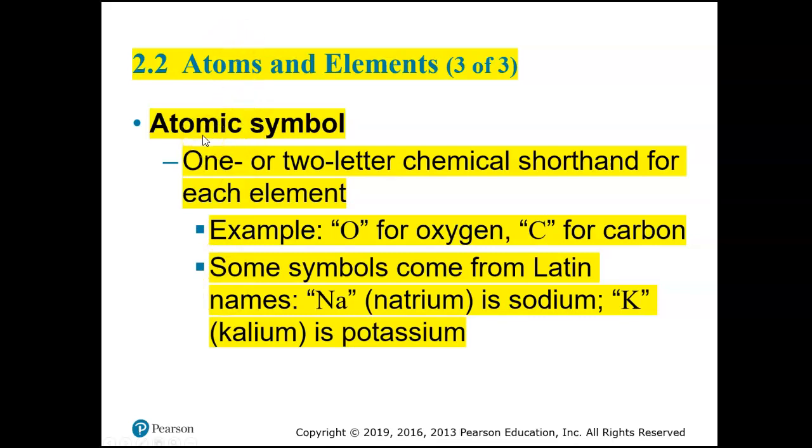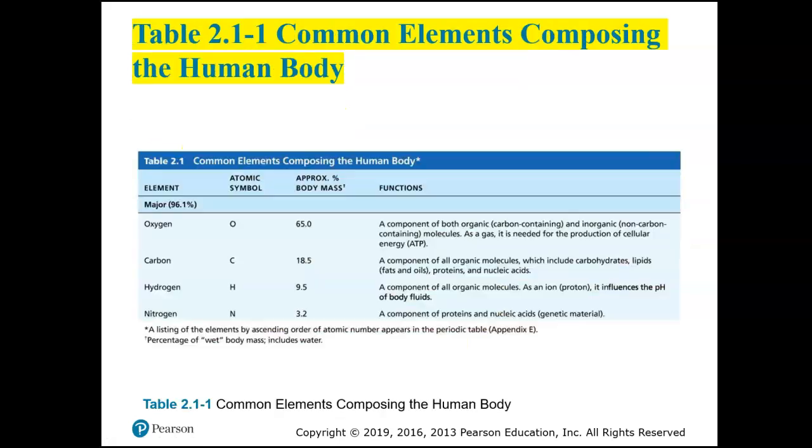The atomic symbol is either 1 or 2 letters, and it's kind of like chemical shorthand for each element. So I just told you that the symbol for oxygen is a capital O, carbon is a capital C. Some of the symbols come from the Latin names. The Latin name for sodium is natrium, and so the symbol is capital N, lowercase a. The Latin name for potassium is kalium, so the symbol is capital K, just a K. And those are important because we definitely deal with sodium and potassium ions in Bio 168 and Bio 169 for sure.